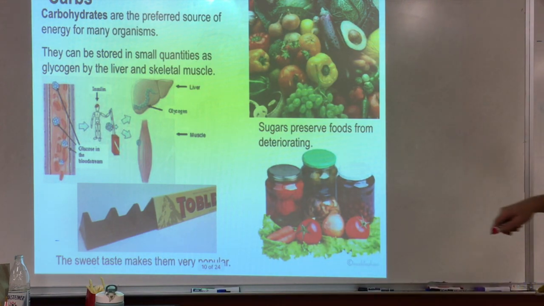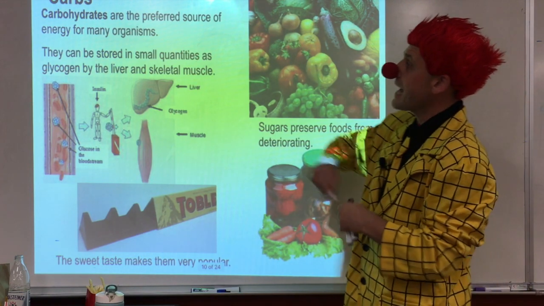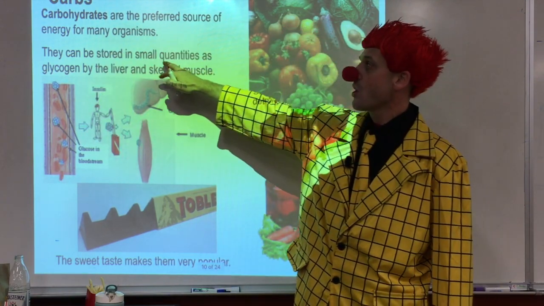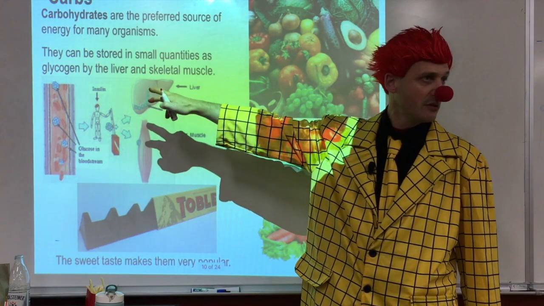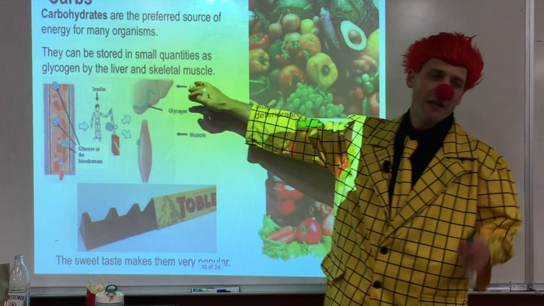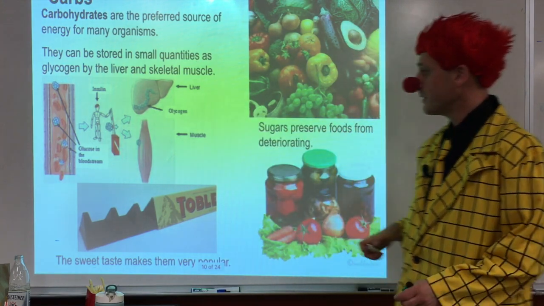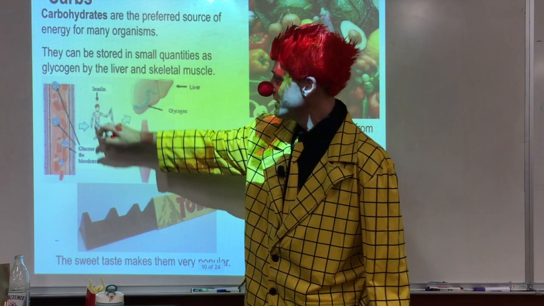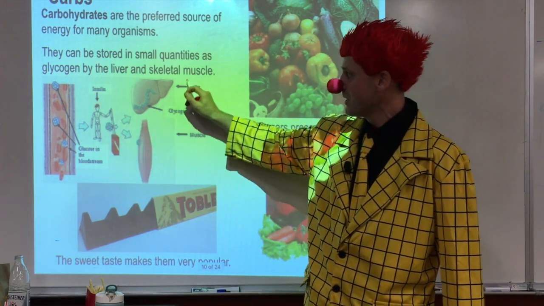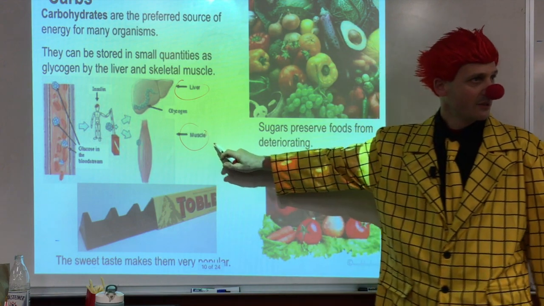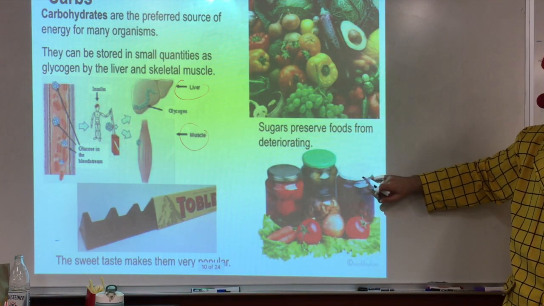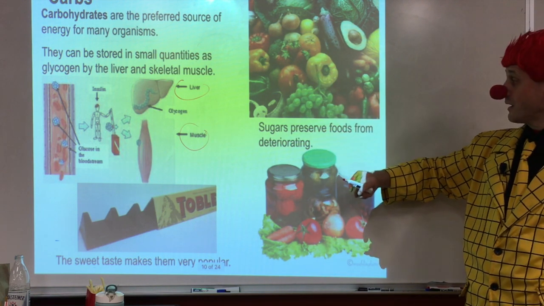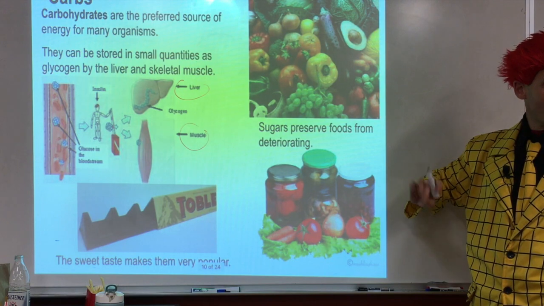Then we go to carbohydrates. Carbohydrates are a preferred source of energy for many organisms because we can store carbohydrates in small quantities as glycogen in the liver and skeletal muscle, and a little bit in the brain apparently also. Glucose in the bloodstream goes with the insulin into the cells, and then we can store it in the liver as glycogen and in the muscle a little bit as glycogen. Love carbs, right? Well, sugars are really good. They preserve our foods from deteriorating, so that's perfect.